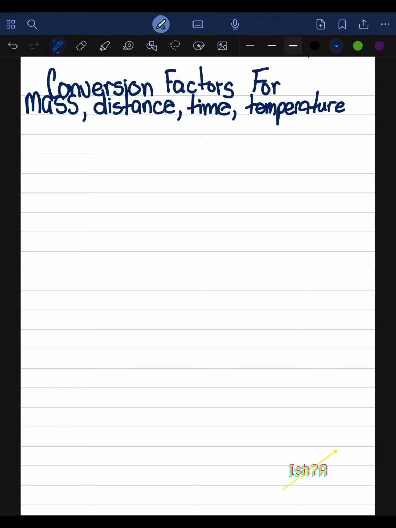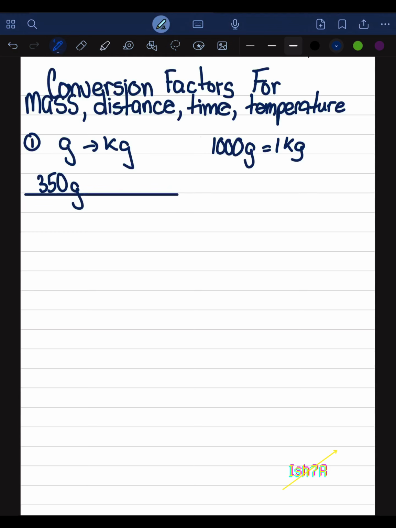Today I'm going to be practicing some exercises on conversion factors for mass, distance, time, and temperature. Let's begin with some mass exercises. Say we want to turn grams to kilograms. We know that there are 1,000 grams for each kilogram. So if we have 350 grams and we want to convert that to kilograms, we have 1,000 grams that equals 1 kilogram.